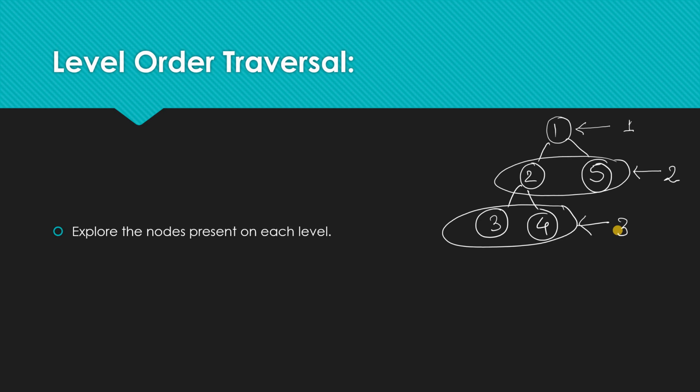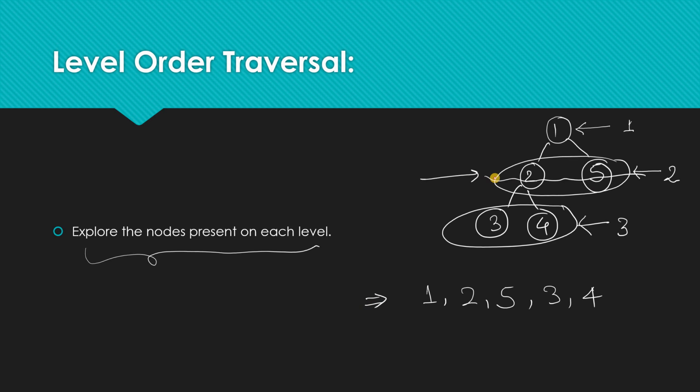So what does the level order traversal say? Explore all the nodes present on each level. First we'll explore the node present on the first level, which is 1. Then we'll explore the nodes present on the second level, which are 2 and 5. And then we'll explore the nodes present on the third level, which are 3 and 4. So this is our level order traversal. So if you see here, we are first exploring the breadth rather than going into the depth. So that's why it's part of the breadth first traversal.